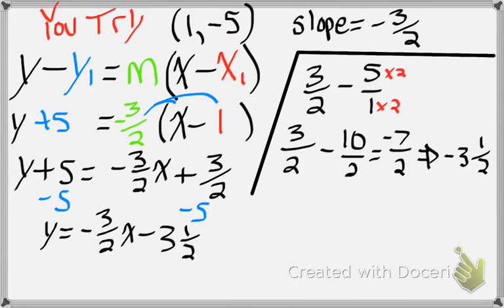You now have the equation of the line that passes through that point and has the given slope. You're done. Good job, guys. Make sure you practice, make sure you identify what type of question it is, and then you're ready to go.